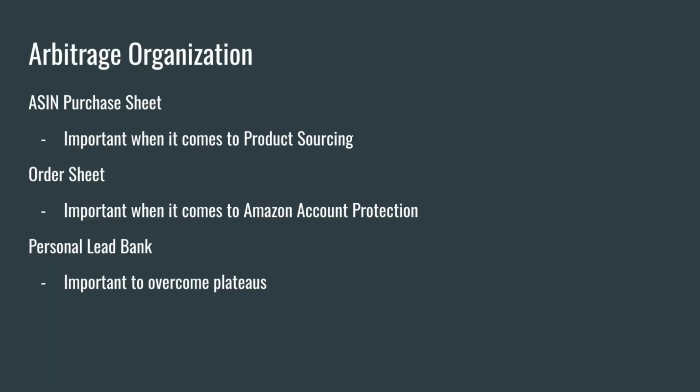When it comes to your arbitrage purchases, you need to be highly organized from day one. You're going to need three different forms of documentation that I'm going to recommend. This is what I personally do. As you go along, you'll probably find some things that you want to change or you want to do things a little bit different. I'm going to tell you exactly how I do it and the reasons that I do it. And you have to have these at least at a bare minimum. So you're going to need an ASIN purchase sheet, an order sheet, and a personal lead bank.